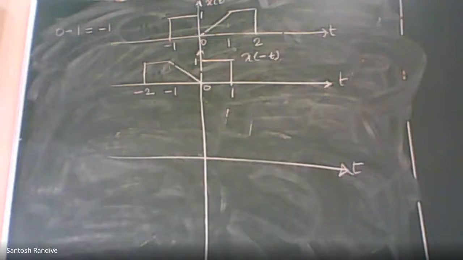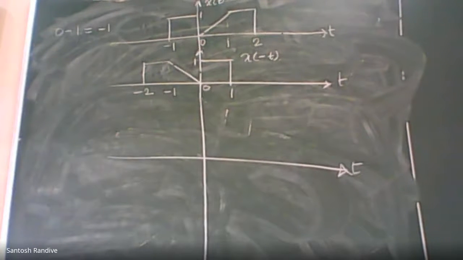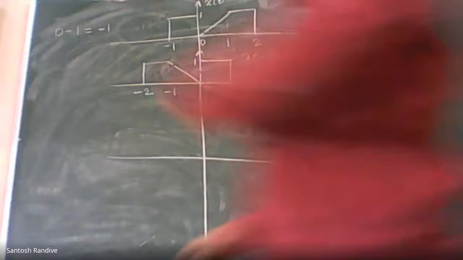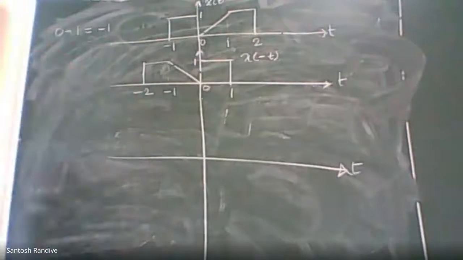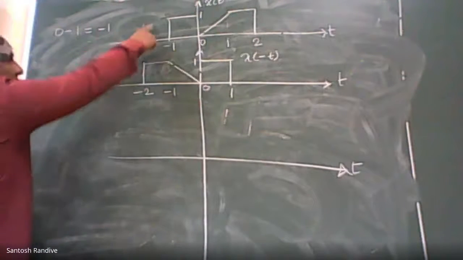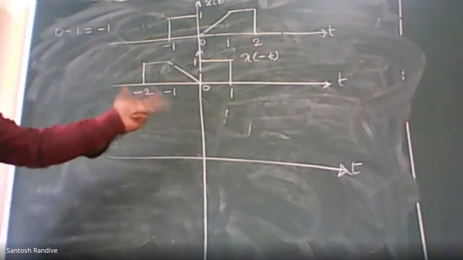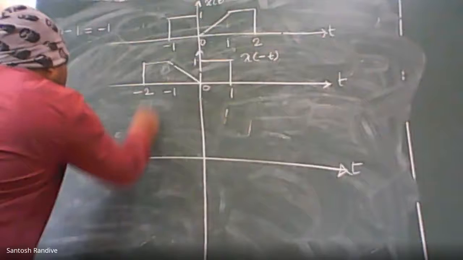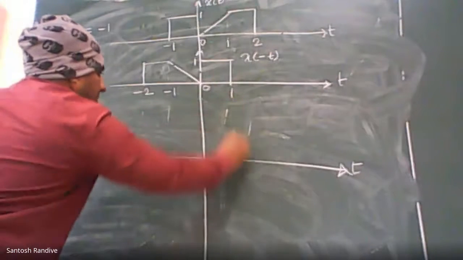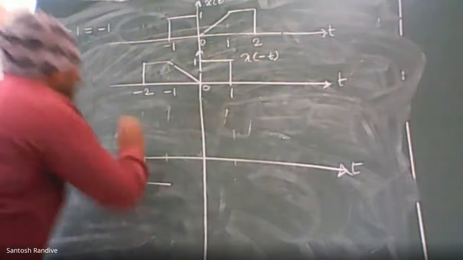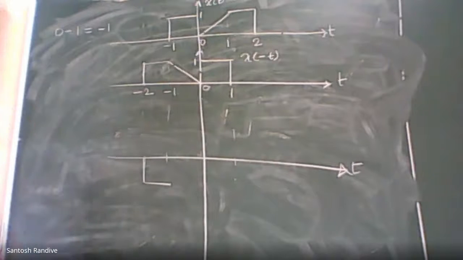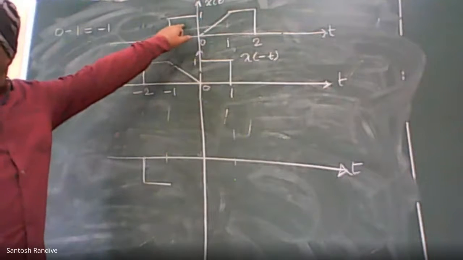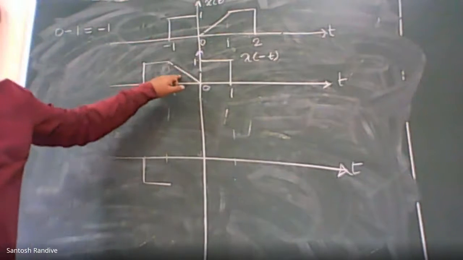Is it visible? Okay, it has started. So 0 minus 1. So the negative of this signal, how will the negative be if we maintain symmetry? Okay. Now 1 minus this signal, how will it be?